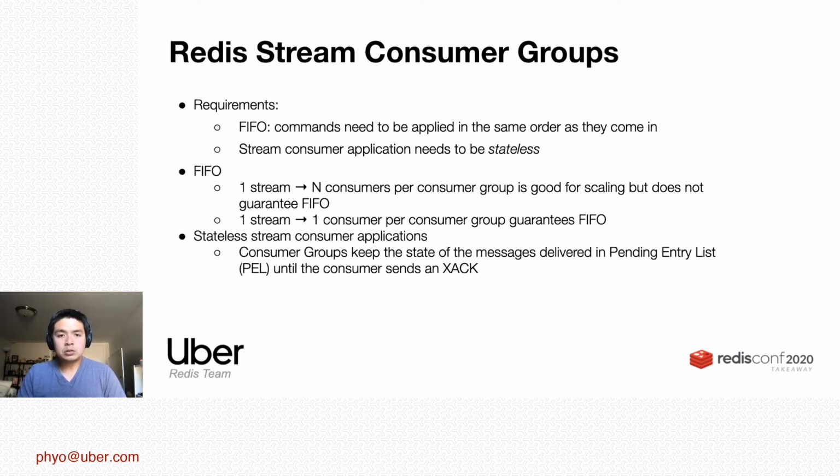And we use the pending entry list feature of Redis Stream consumer groups in order to do checkpointing. It saves the messages delivered to the consumers but not yet acknowledged in the pending entry list. Once the messages have been acknowledged by the consumer, Redis deletes the messages from the pending entry list.